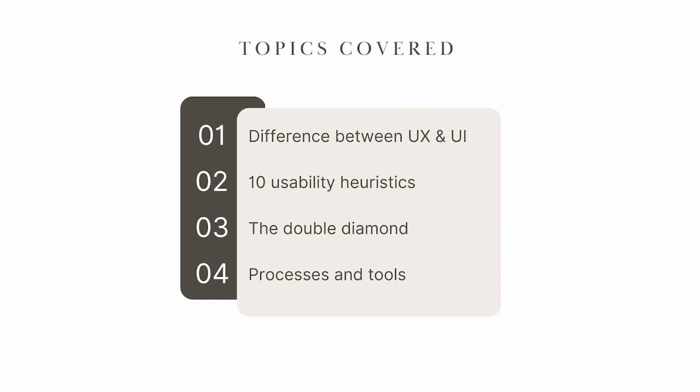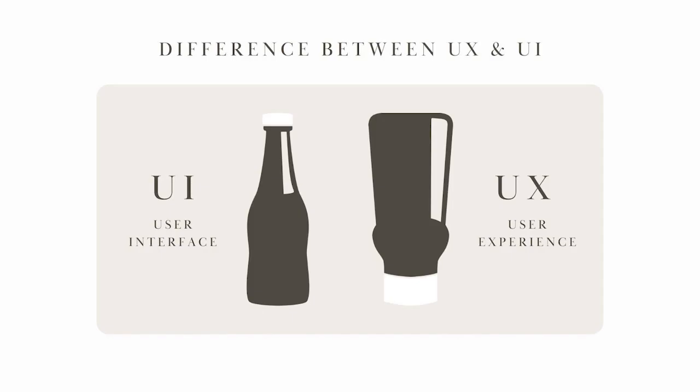Then the 10 usability heuristics, which are 10 things that you can judge your product by to see what parts am I hitting, what parts am I missing, how successful is this? Then the double diamond, which is a broad process of how to approach building and designing along with research, and then some processes and tools that I use and that most people use. Obviously, there'll be a ton of other tools that I'm not going to include, but these are some main ones.